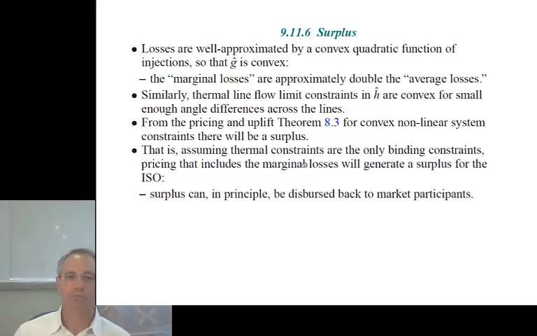So if we assume that the thermal constraints are the only binding constraints, pricing that includes the marginal losses will tend to generate a surplus for the ISO. That surplus could in principle be dispersed back to market participants.